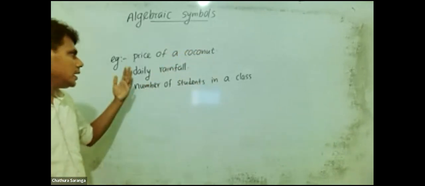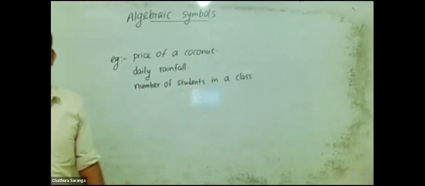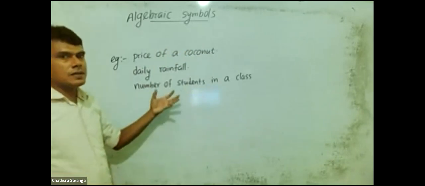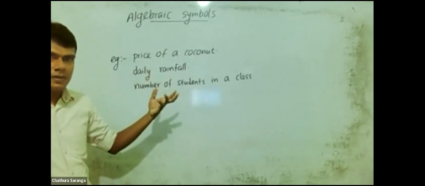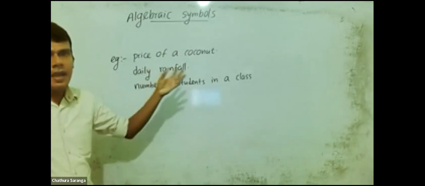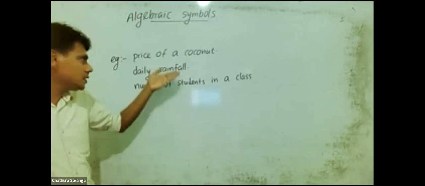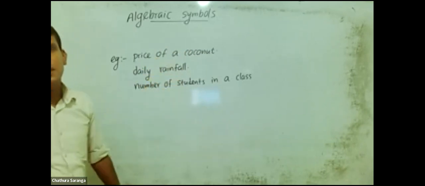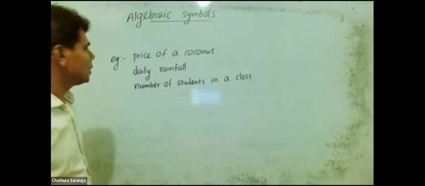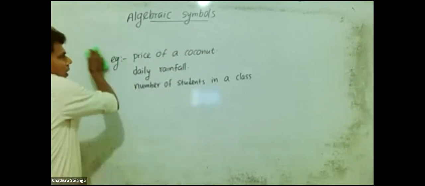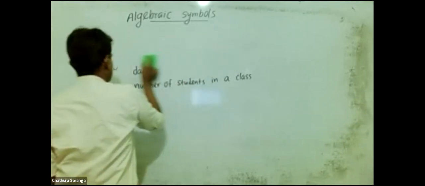Price of a coconut, daily rainfall, number of students in the class. These values are not fixed. Right? Such values are called variables, right? Okay, write the next statement.